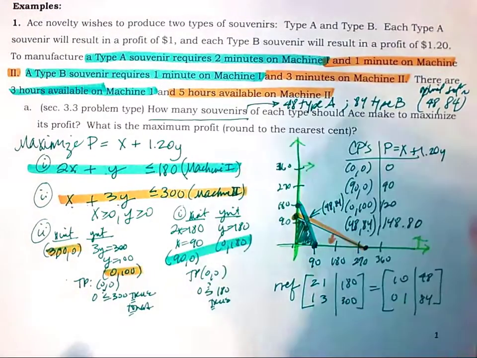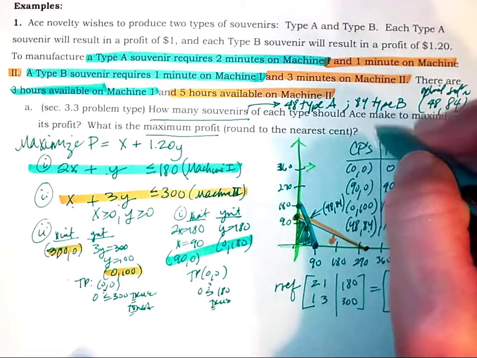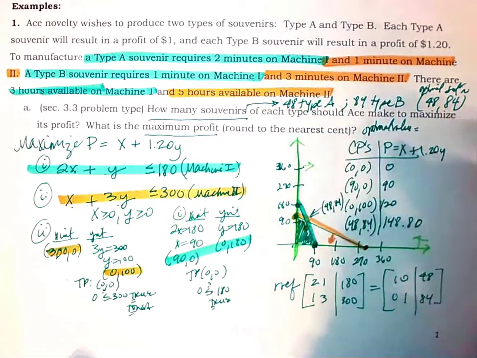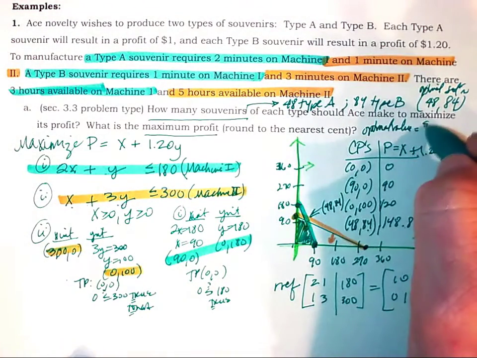So if we wanted the optimal value, that's referring to the maximum profit. So the optimal value would be equal to, since we're trying to maximize, that 148.80.